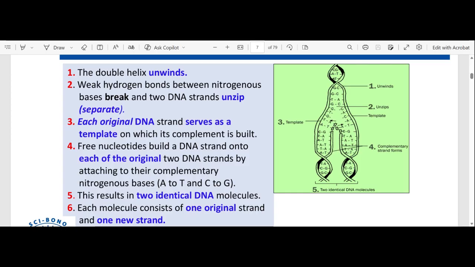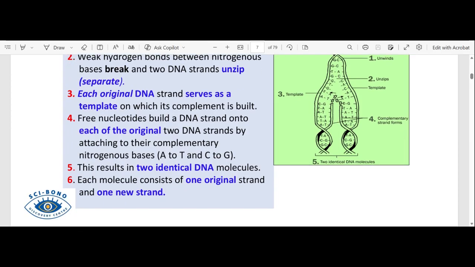Okay, the second point is that weak hydrogen bonds between nitrogenous bases break, and the two DNA strands unzip. Obviously, before the DNA strand can unzip, the weak hydrogen bonds need to break because they're weak. So they need to break for it to unzip. Unzip meaning separate.